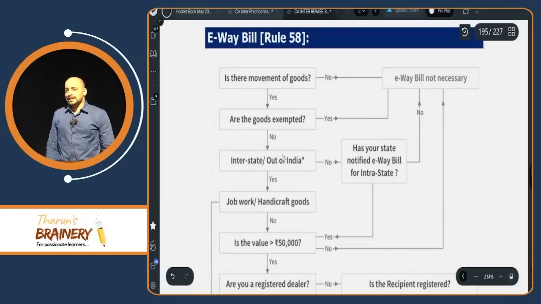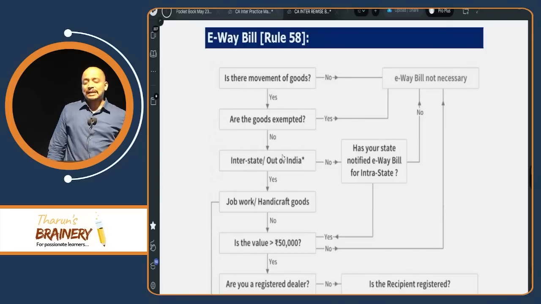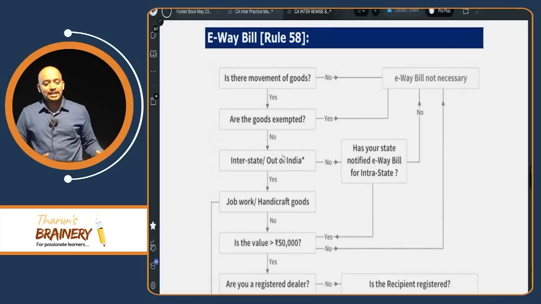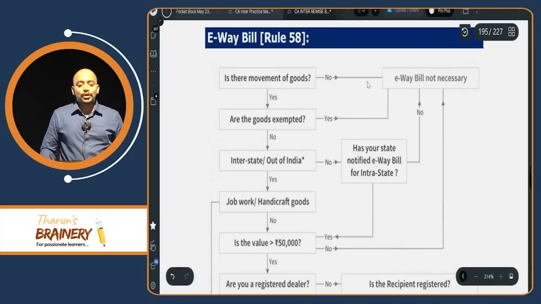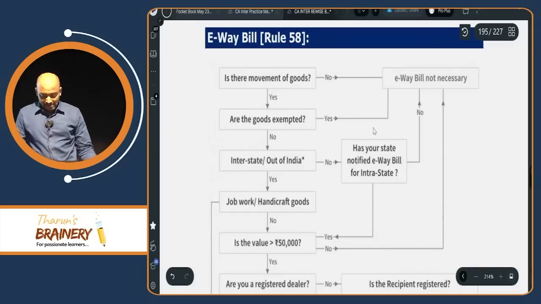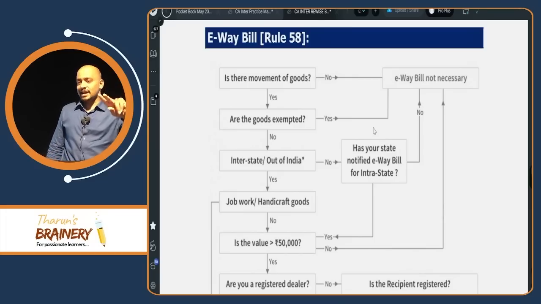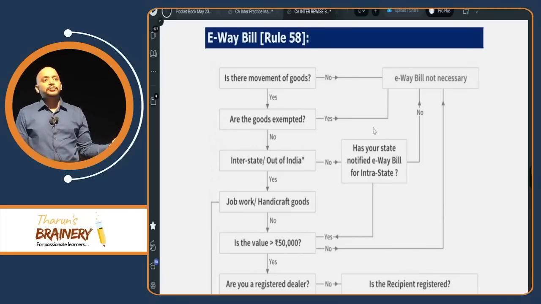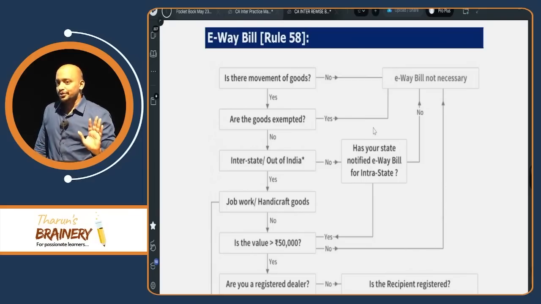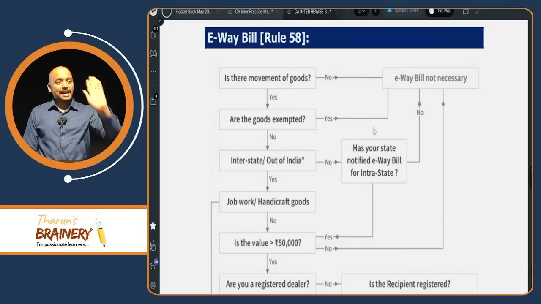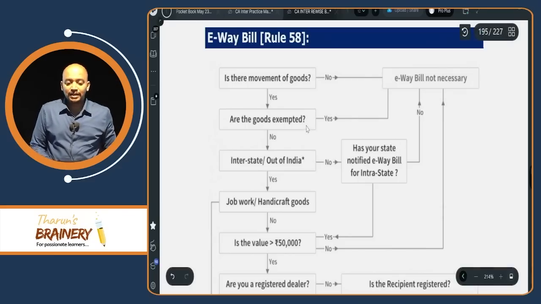Is e-way bill applicable in case of services? No. E-way bill is applicable only in case of goods. Is there a movement of goods? No. Then e-way bill is not necessary. And yes, there is movement of goods. Whether the goods are exempted? Yes, then also e-way bill is not necessary. So e-way bill is applicable only in case of taxable goods, not in case of exempted goods. Exempted goods include non-taxable goods also. So only when it is a taxable product, we need to generate e-way bill.